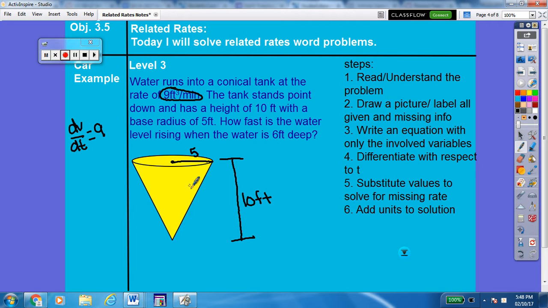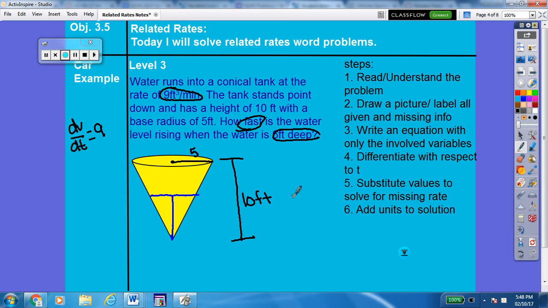But as we fill it with water, it wants to know how fast the water level is rising. So let's say we fill it with water. It wants to know the water level, which is from the tip of that cone all the way up. When that level is 6 feet deep, the question is, how fast is the water level rising?